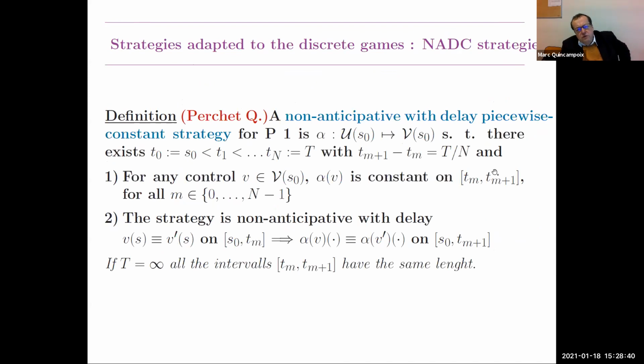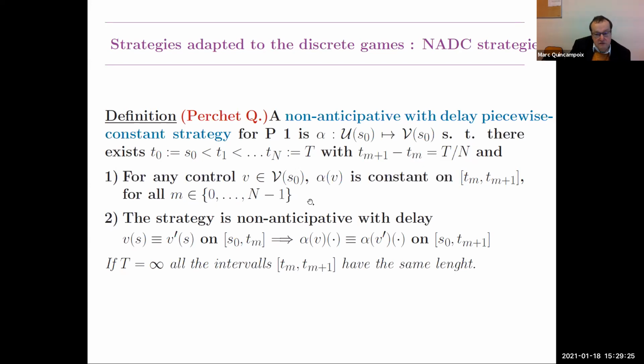Okay, with Vianney some years ago we extended this concept of strategy by a concept of non-anticipative strategy with delay and piecewise constant. So let me explain it. Alpha is a non-anticipative strategy of this class if there exists a subdivision of the time, with n intervals, where all the intervals of the subdivision have the same length, which is T divided by n. And the second property does not change: it is a non-anticipative strategy with delay.